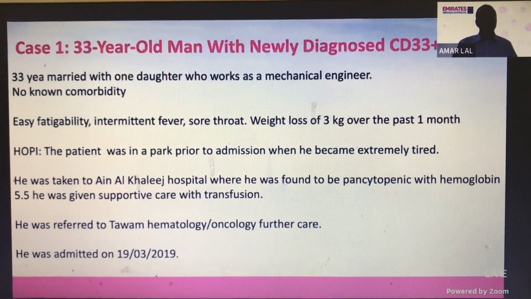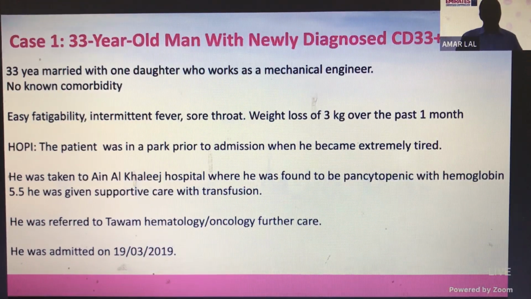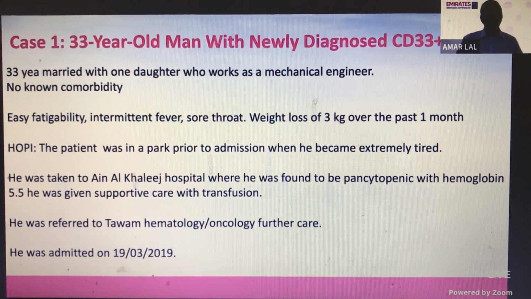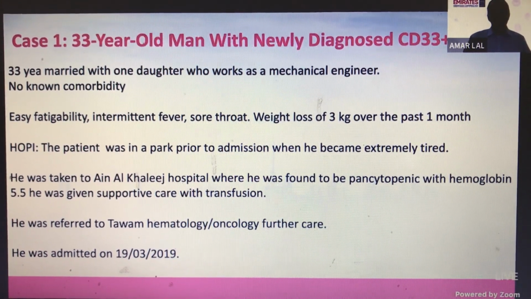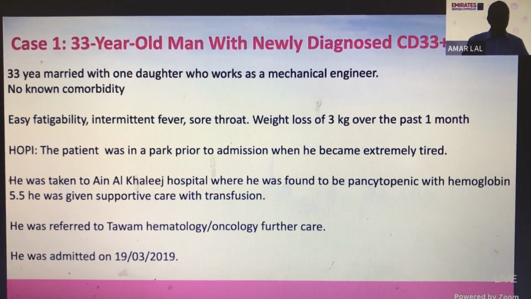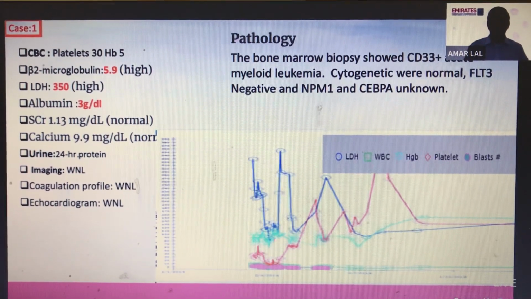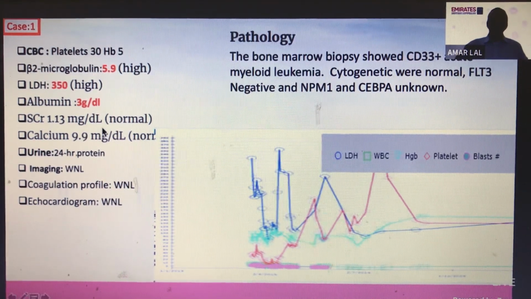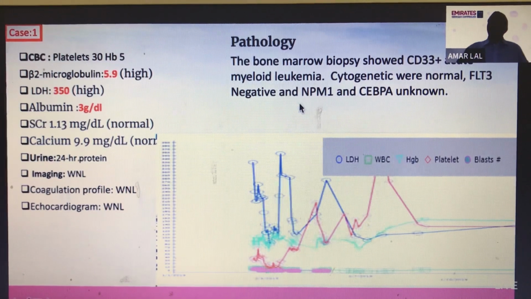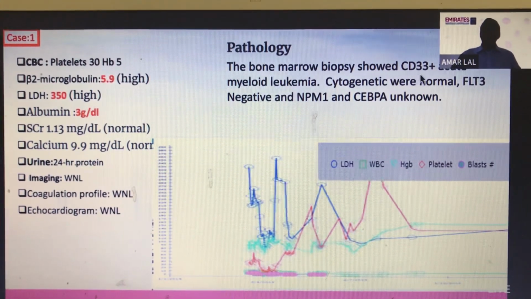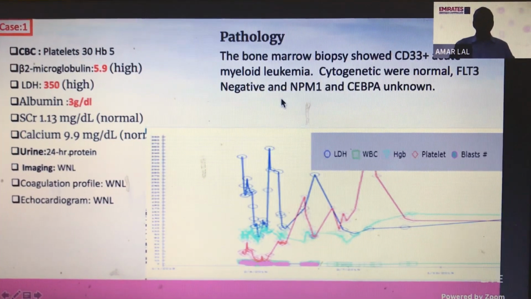to less aggressive therapy. So this is a young male who has no comorbidities, who has a 1 month history of B symptoms. He was found in some park because of low hemoglobin, and then he was taken to hospital. They found pancytopenia, then referred to Tawam Hospital about 2 years ago. And we found here, you can see the graph, all the counts were down and LDH was high. And so we did bone marrow. It is typical CD33 AML, and cytogenetics was normal, FLT3 negative.